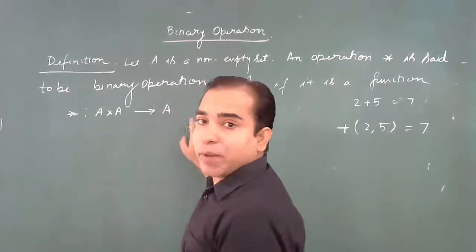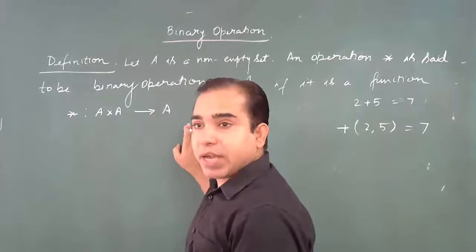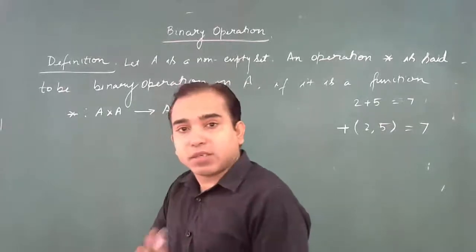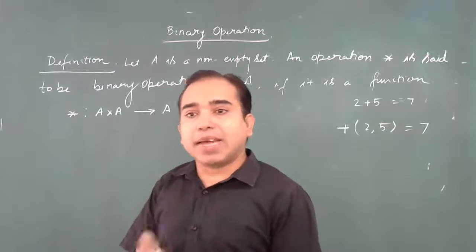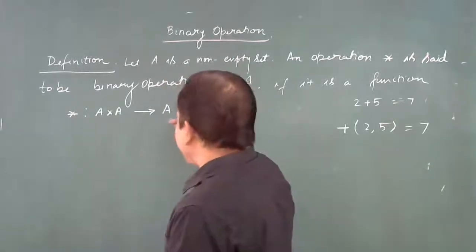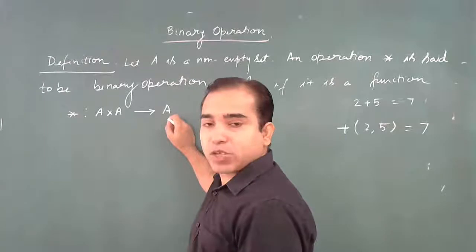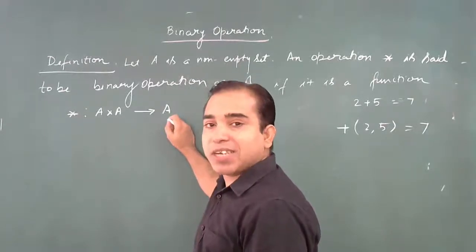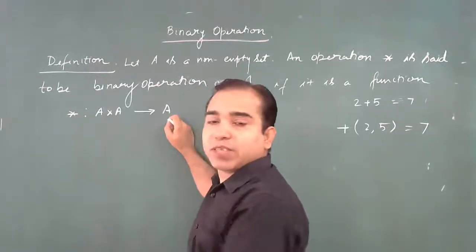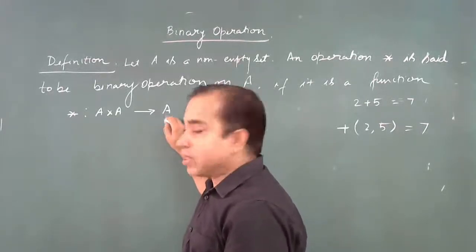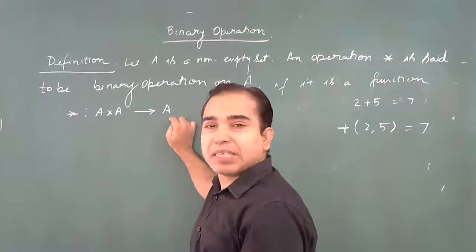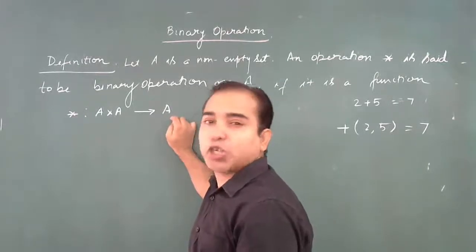And in the codomain, why have I taken A? Because as a result, I don't get two numbers. I get a single number, and that's why the codomain is A. So a binary operation is a function which works from A cross A to A. And here there is a notable fact that the codomain is A. The final outcome must belong to A.